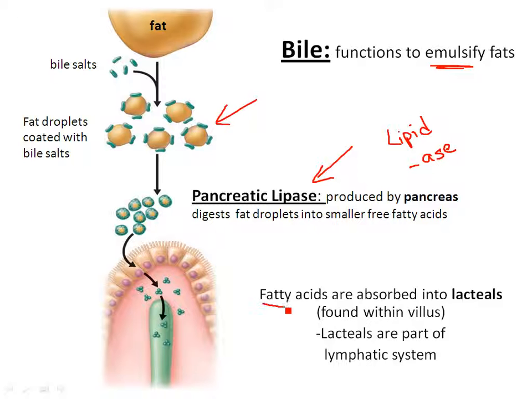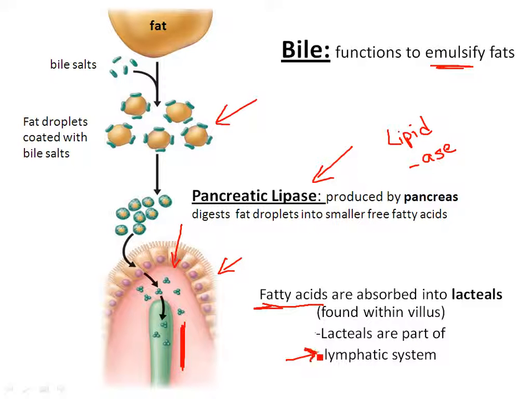So these fatty acids are finally small enough that the cells here in the small intestine can absorb it. Things have to be small enough to literally go through these cells. It's still too large. The fatty acids still cannot be absorbed by the bloodstream. The capillary that's here in the villus still cannot absorb it. So we have to have a special system to absorb fats, and that's actually a part of the lymphatic system.